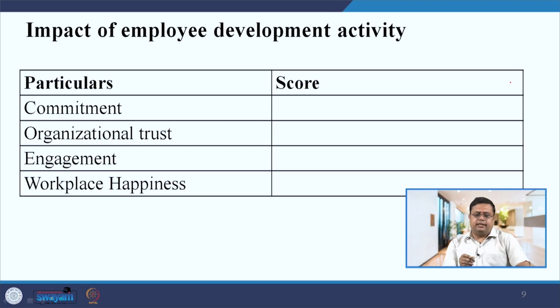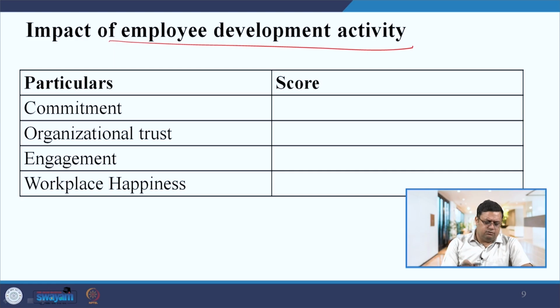Finally, how can you calculate the impact of employee developmental activity? These are just four scores that I will ask you to calculate, right. After participating, whether the commitment of employees has increased or not. Trust in organization, that is the organizational trust score. All these scales are available. You need to take help from academicians, they will give you the scales, and then you can calculate the score for commitment, organizational trust, and engagement, that is workplace engagement and workplace happiness.